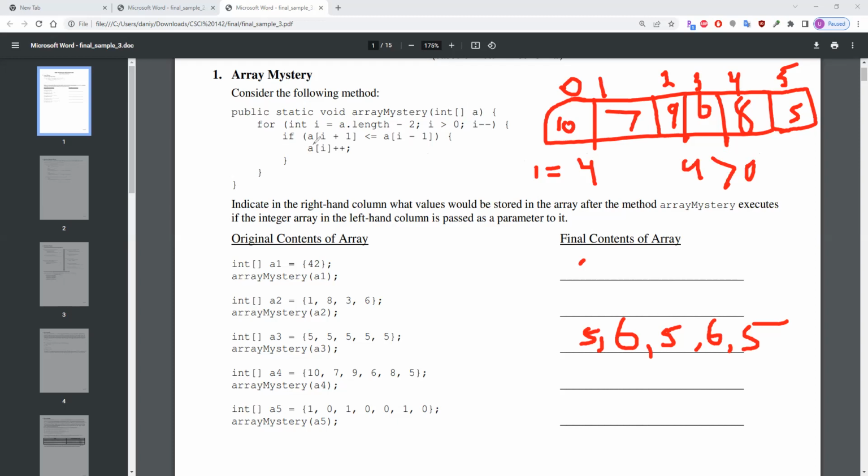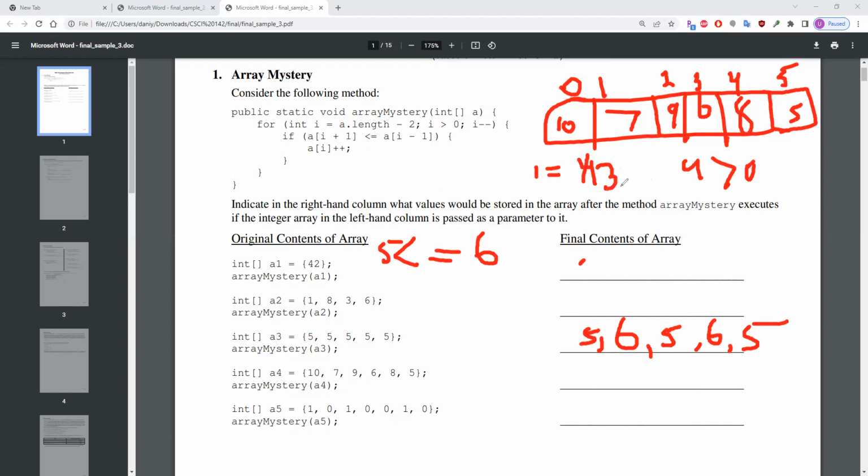Yes, you go inside. A of I plus 1. I is 4, 4 plus 1 is 5. What we have at index 5 is 5. Is 5 less than or equal to A of I minus 1? 4 minus 1 is 3. A of 3, what we have at index 3? 6. Is 5 less than or equal to 6? No. I minus minus, I is now 3. Is 3 greater than 0? Yes. You go inside, if A of I plus 1.